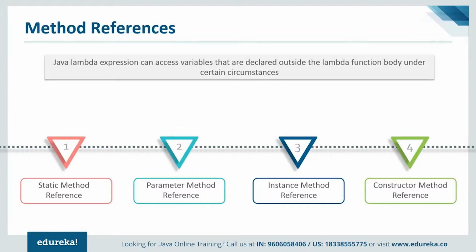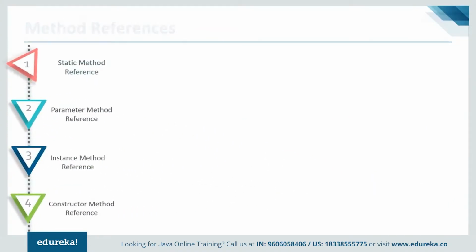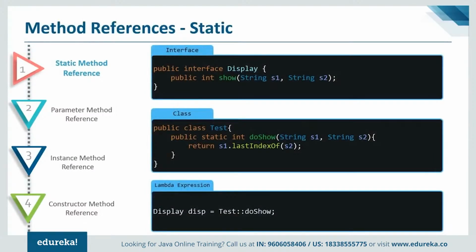So how is this going to work? These are the 4 different concepts. When we are talking about a static method reference, we have an interface, to be precise, a functional interface. We write a class and we define a method. Let it be, for instance, a static method: public static int doShow. Now you see the inputs to the doShow method exactly match the signature of your show method.